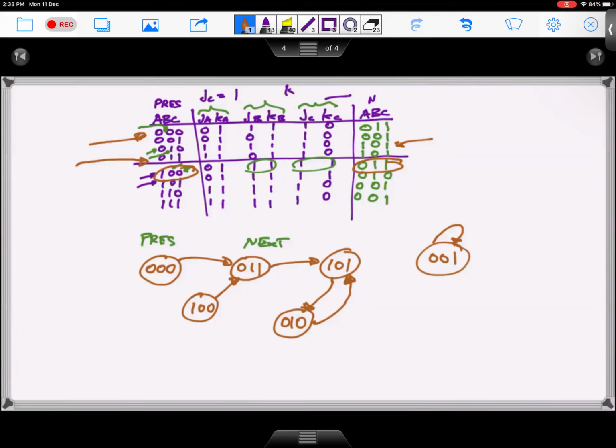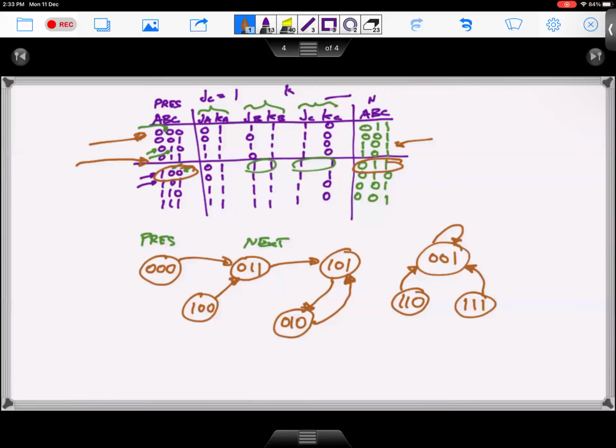So what is missing from our diagram? 6. 6, guys. 6 is missing. Where does 6 go? 6 goes to 1. And 7 also goes to 1. Now, even though that is not the diagram I intended for the question, if you did the work correctly, that is what you should have gotten.